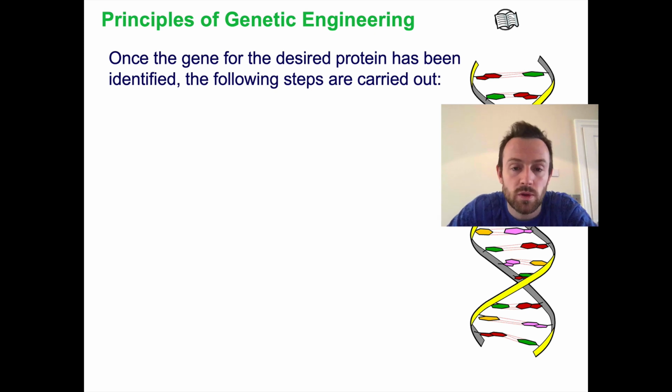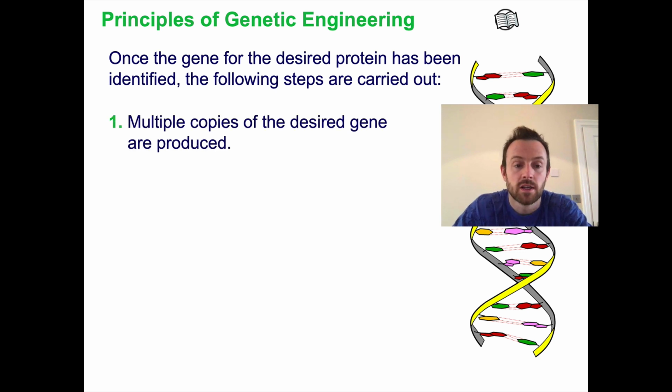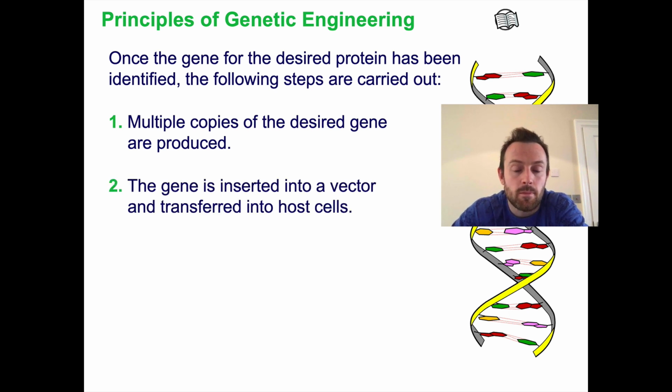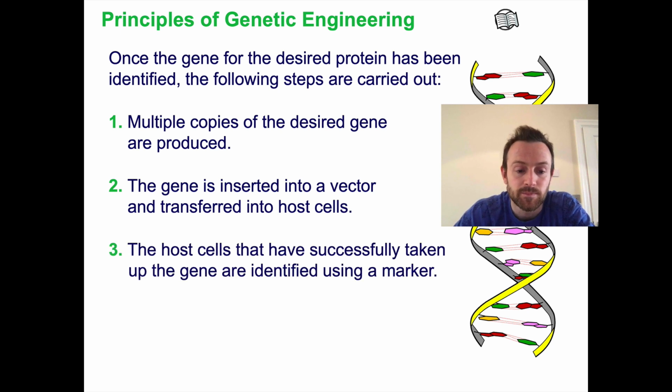So, the overall principles of genetic engineering are, first of all, to identify the gene that you want to put into a new organism. Once you've identified that gene, you can produce multiple copies of it. You can then try and put it into a vector. Now, a vector means something that can carry a gene from one place to another, and then you have to transfer that gene into the cells that you want to engineer.